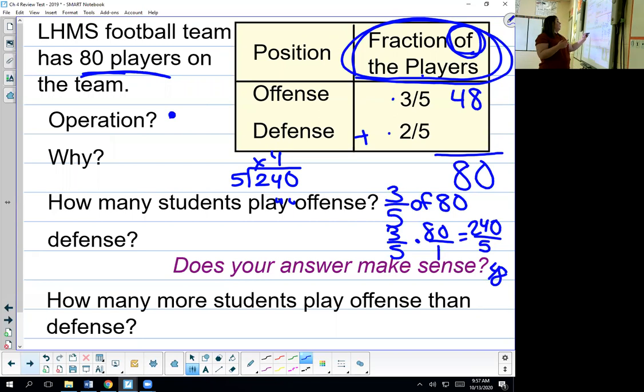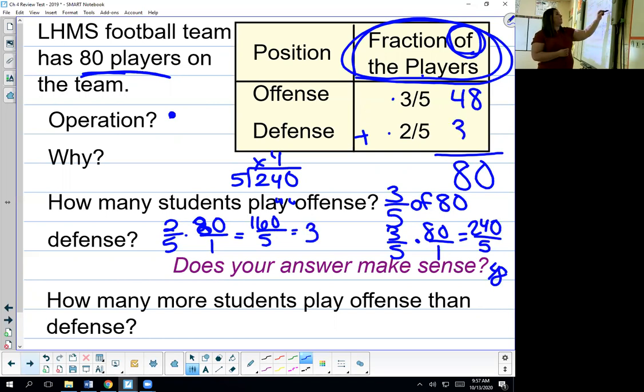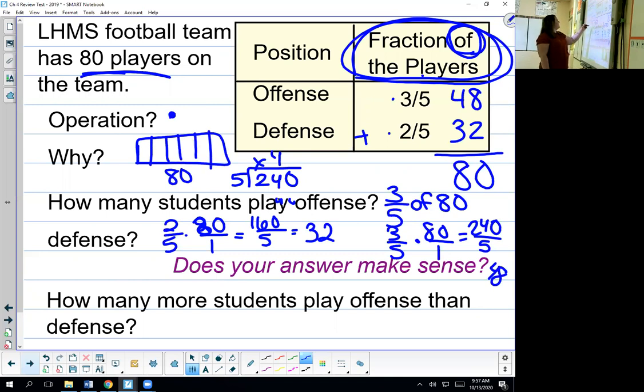Or you could do 2/5 times 80 over 1, and then 160 over 5 is another way you could do it. It's up to you. You would get 32 here. Now, some kids say, well, Ms. Edwards, couldn't I take 80 players, cut it into 5 pieces, and then figure out what each piece is, and then go that way? Sure, doesn't matter to me.